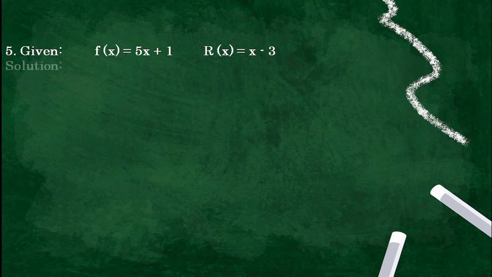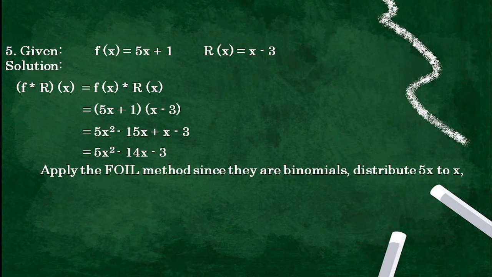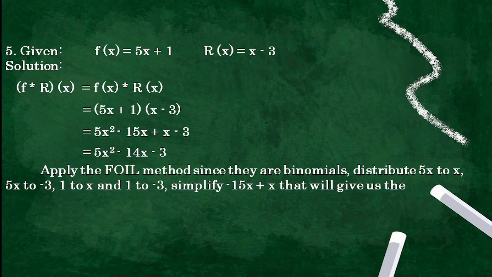Given number 5, f of x equals 5x plus 1 and r of x equals x minus 3. For our last example, same method with the previous examples, apply the FOIL method since they are binomials. Distribute 5x to x, 5x to negative 3, 1 to x, and 1 to negative 3. Simplify negative 15x plus x, that will give us the final answer, which is 5x squared minus 14x minus 3.